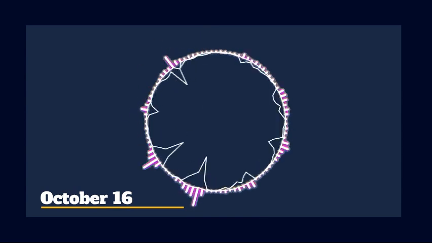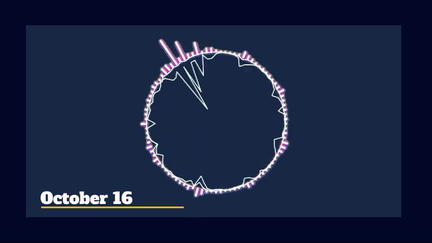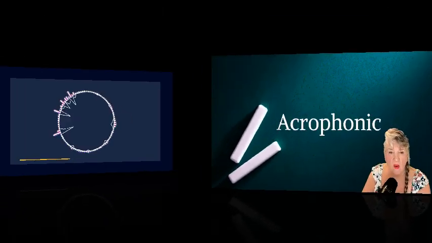October 16th is the 289th day of the year in the Gregorian calendar, 290th in leap years, with 76 days remaining to the end of the year.